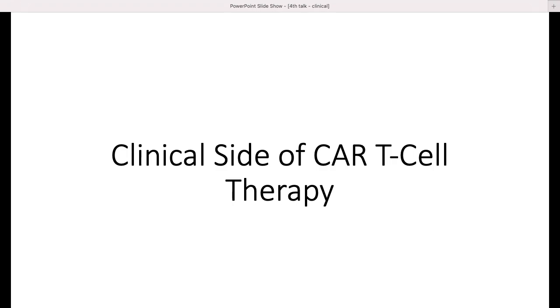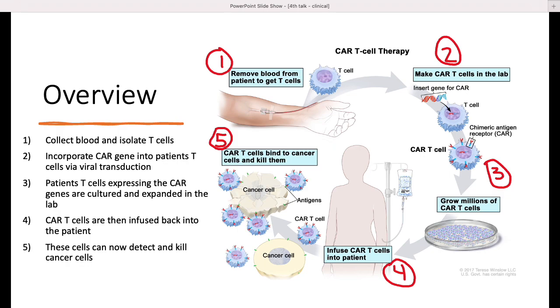We're going to talk about more of the clinical side of our T cells today, which I'm excited about. Before, I just wanted to review the whole process because it's been a little while since I've been here. So remember, CAR T cells, we're removing the patient's blood. We then have to isolate the T cells through apheresis. We then have to incorporate the CAR gene into those T cells that we isolated. And we do this through viral transduction. Talk more about that in a second. Really want to nail that home.